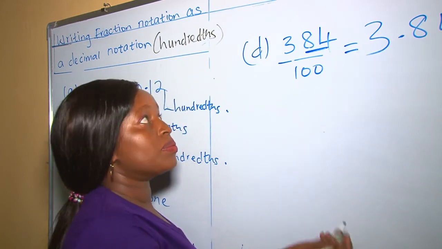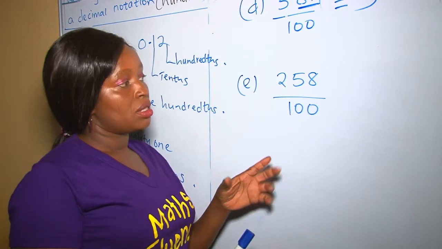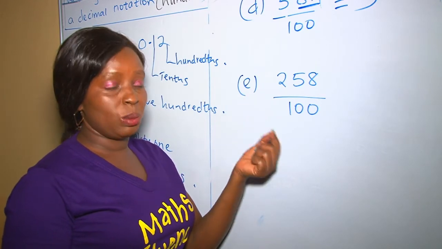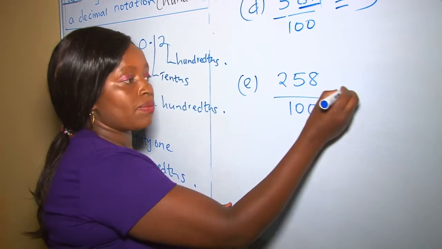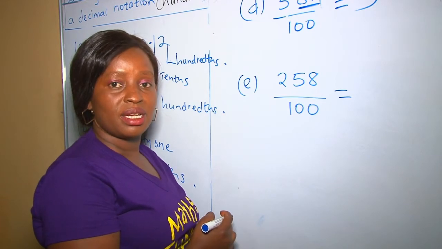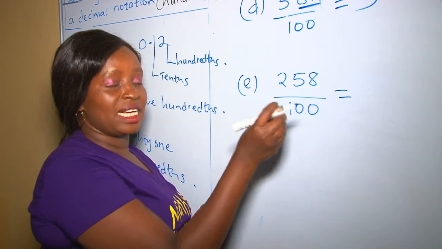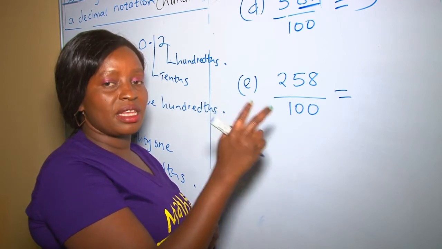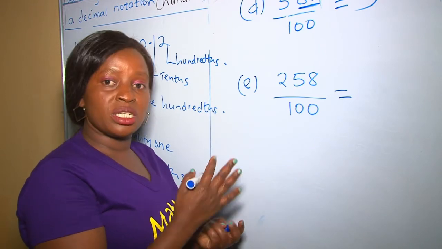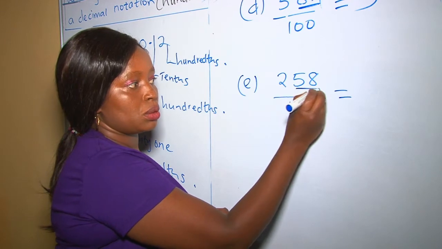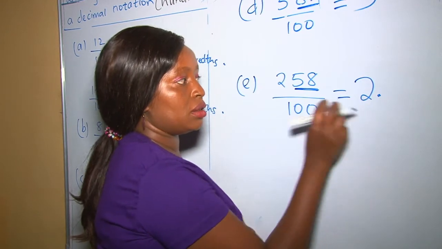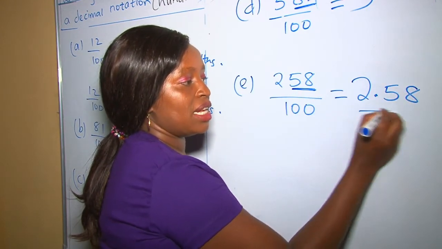Let's do another example. Again, in this question, the fraction is improper since the numerator is bigger than the denominator. To write it as a decimal, I check at the denominator. How many zeros are here? There are 2 zeros, meaning that when I'm writing it as a decimal, after the decimal point, there must be 2 digits on my right hand side. Therefore, which 2 digits are these? They are the last 2. Now, my final answer would be 2.58. And that is our answer.